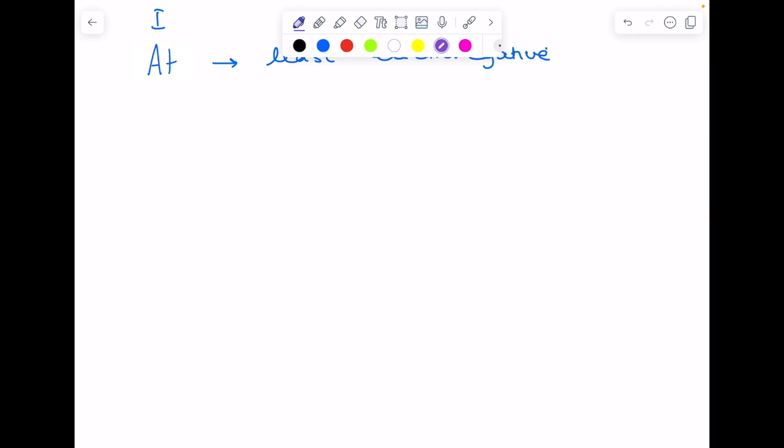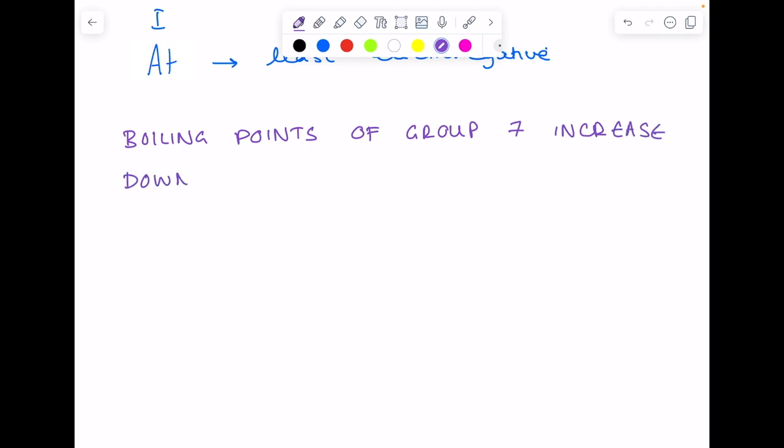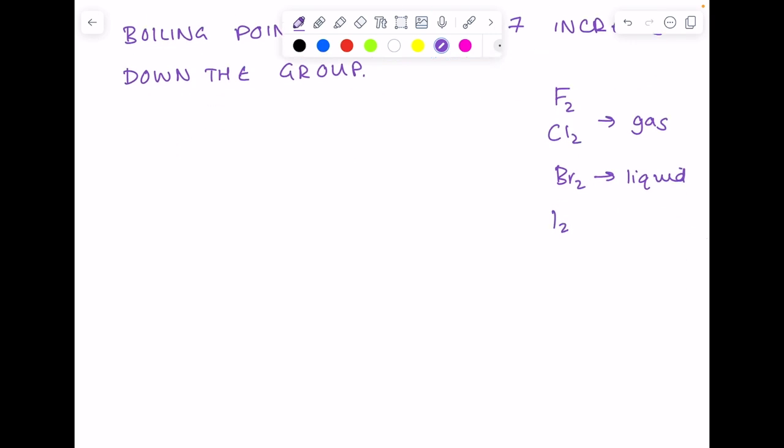What about if we consider the boiling points now? So the boiling points of group 7 increase down the group. Don't just rote learn these things, guys. Just remember to use facts that you're probably already aware of. So the fact that fluorine and chlorine are both gases, bromine is a liquid. Remember, we're talking at room temperature here. Iodine and astatine are both solids. So that tells us automatically that the boiling point increases down the group.